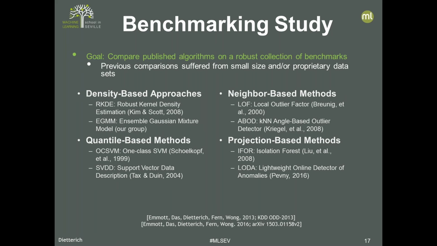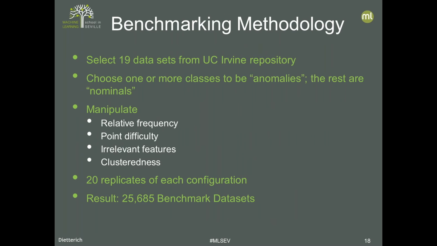So we looked at 8 different algorithms. You've seen most of them. I didn't talk about ABOD or LODA, but we don't have time for that today. But you can read about it in these papers. Okay, so the methodology was to take 19 data sets from the UC Irvine dataset repository, choose one or more of those classes, because these were mostly classification data sets, and declare some of those classes to be the anomalies and the rest to be the nominals.